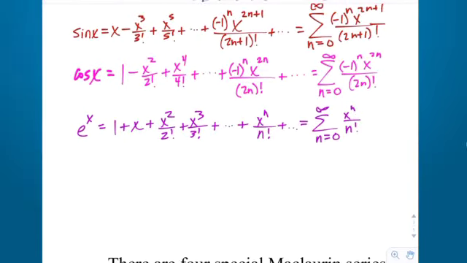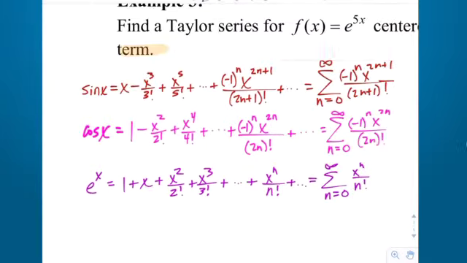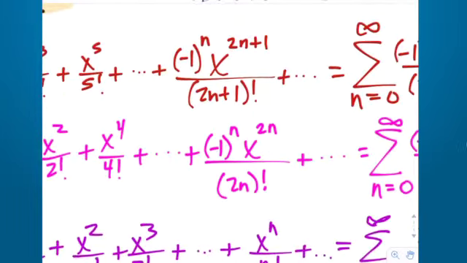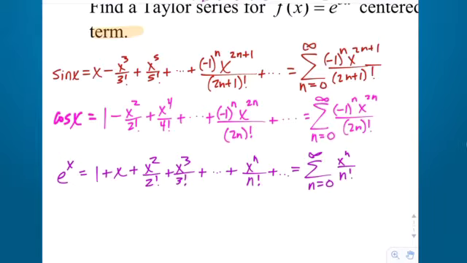We could do it for sine as well. Where it says 2n plus 1 factorial, I could change both of them for sine. I could easily right here change both of those to 2n minus 1, and it would still capture the pattern. I would just have a different starting value over here on my sigma, okay?